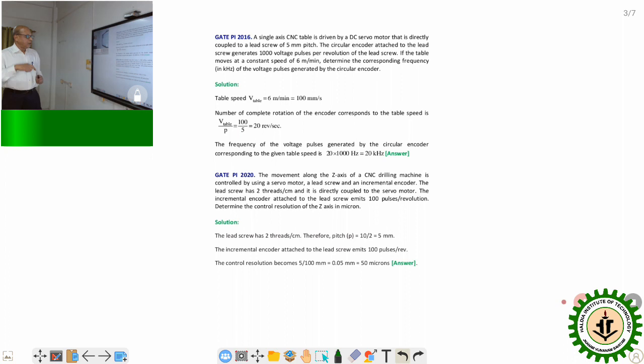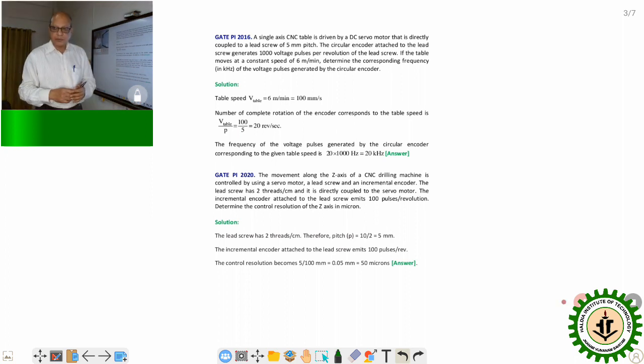Since there are 1000 pulses in one revolution, it is very easy to calculate. If it is 20 revolution per second, the total pulses generated will be 20 multiplied by 1000 hertz. Since the answer needs to be expressed in kilohertz, I have expressed it as 20 kilohertz. So these are not very difficult.